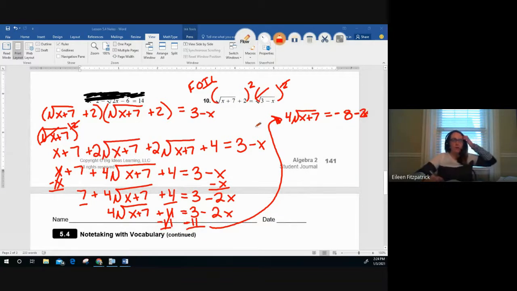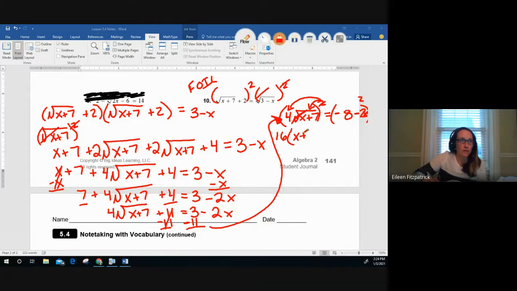Okay. So now I still have a radical, which means I again have to square both sides. So don't forget you're squaring the 4 and squaring the radical. 4 squared is 16. When you square the radical, the exponent and the radical cancel each other, so it's just x plus 7. And on the right-hand side, I have to FOIL.